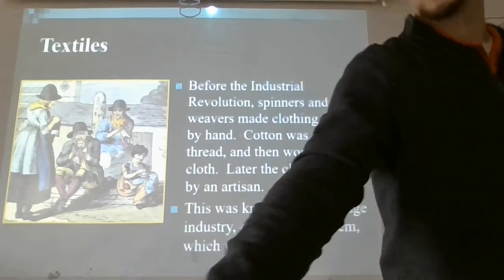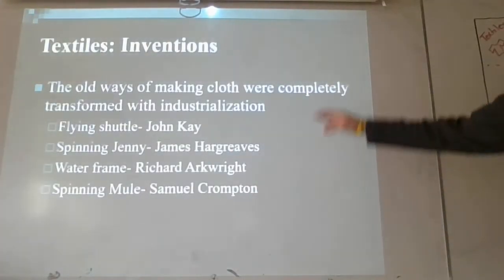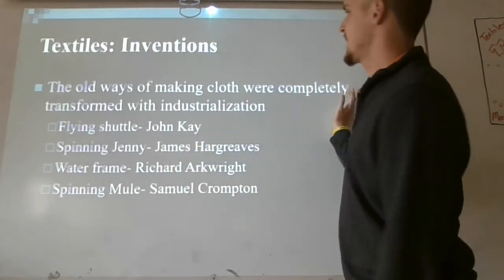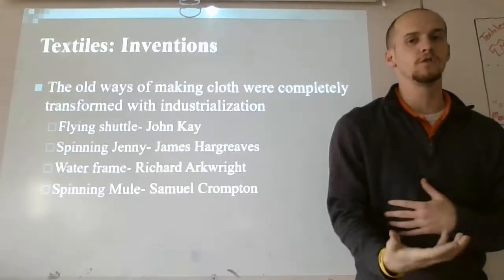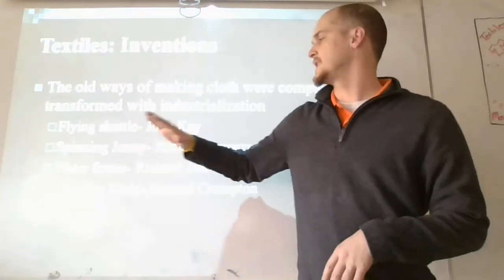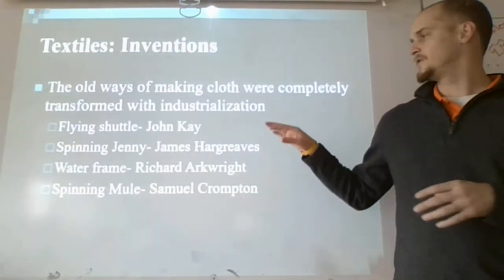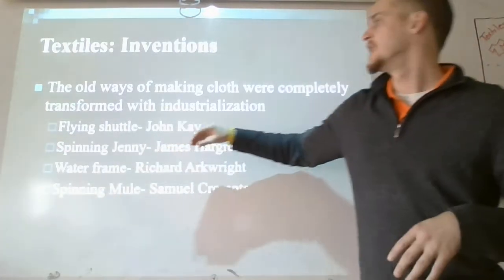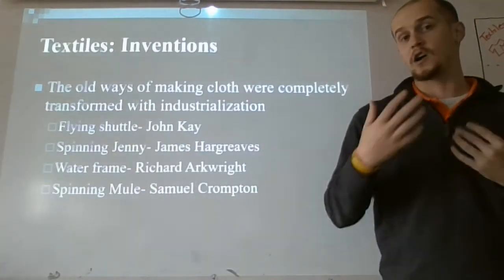And that is why the Industrial Revolution is important, because what you see are four inventions that come about that kind of change the way of thinking. It changes the way that they do stuff. And those are the flying shuttle, spinning jenny, water frame, and the spinning mule. There's going to be a separate slide on each of these. But the old ways of making cloth all kind of transforms.